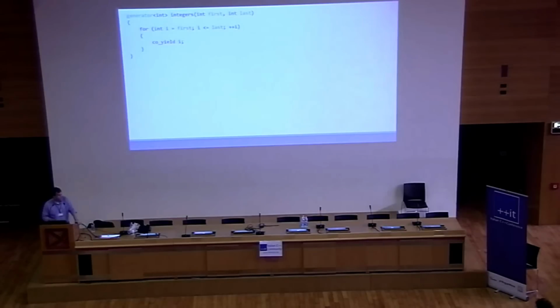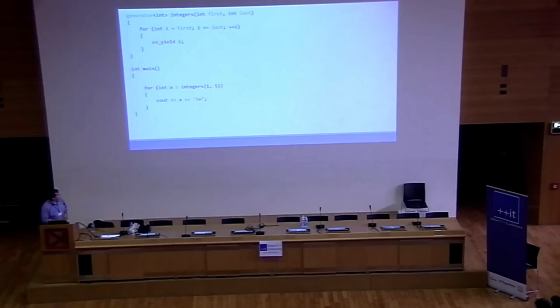So what we do here is I've defined this little integers coroutine, and it loops from the first integer to the last integer you pass it, and then in each iteration through the loop, it does a co-yield to yield the value back to its caller. This is basically like returning the value, but not completing execution of the coroutine. So it's like as if it was calling set value and then suspending execution.